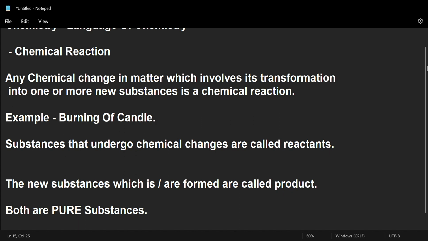What happens during it? Hydrogen and oxygen are the reactants, and water is the product. Now, when we write the names of the reactants and products to express a chemical reaction, it is called a word equation.